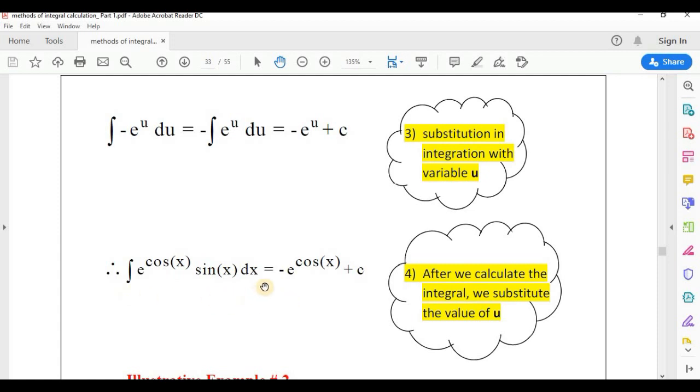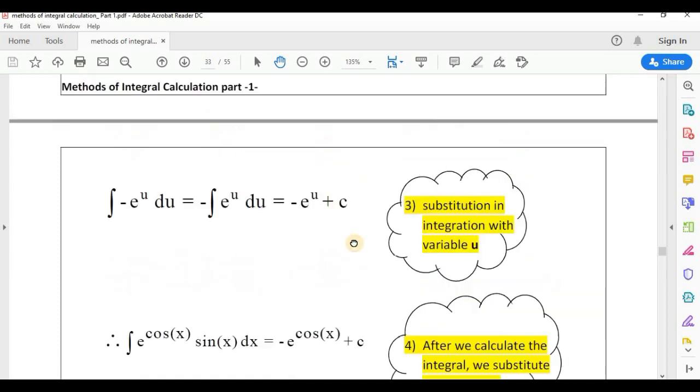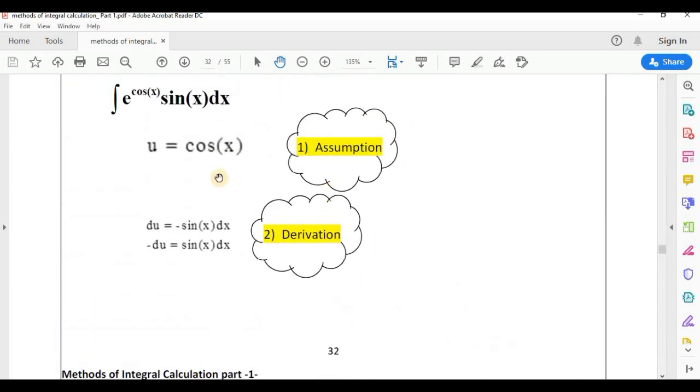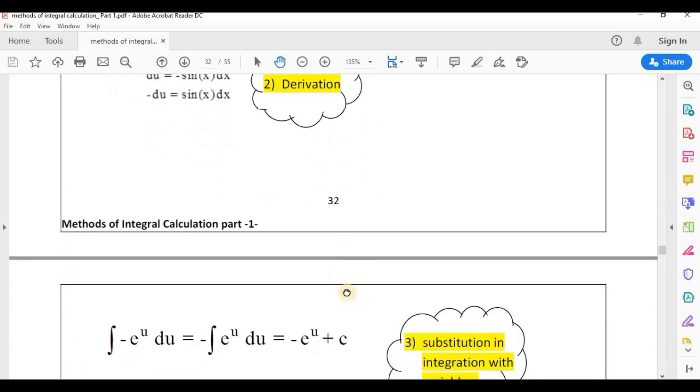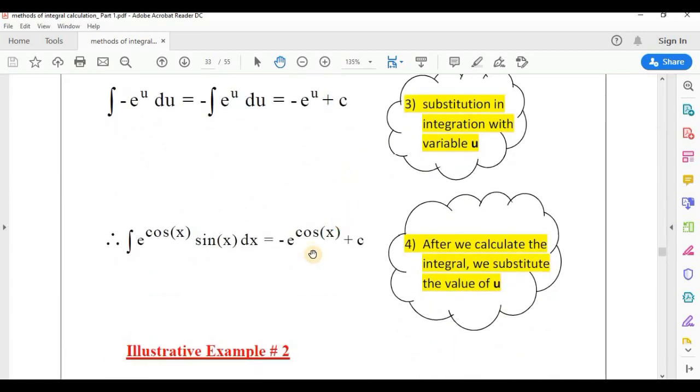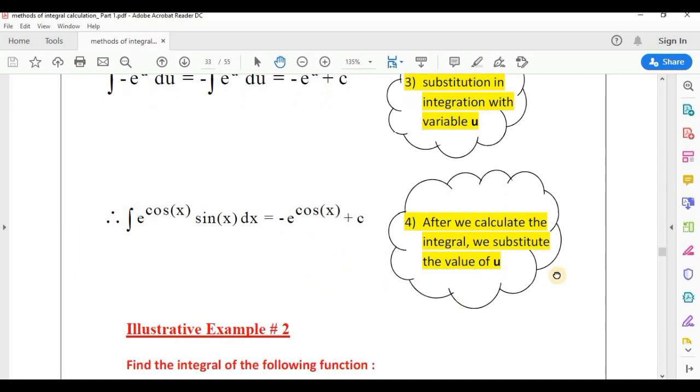Then the integral will be equal to minus e to the power, what is u? From the first assumption, u is cosine x. So we substitute the value of u: it will be minus e to the power cosine x plus the constant. And this will be the final result. Let's see another example.